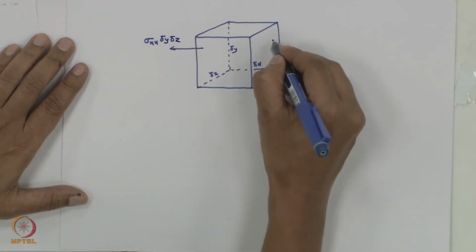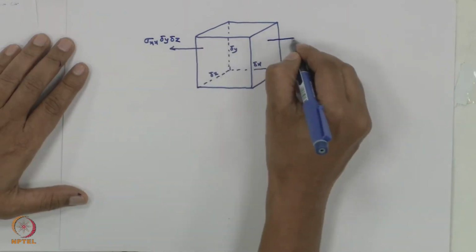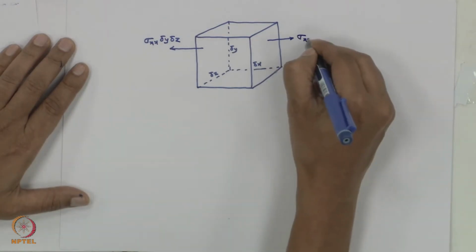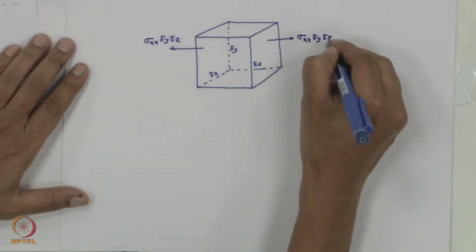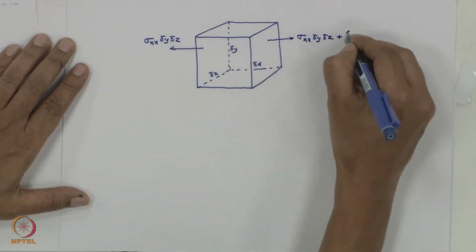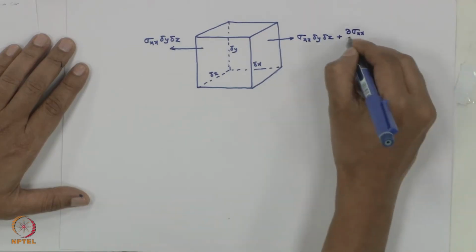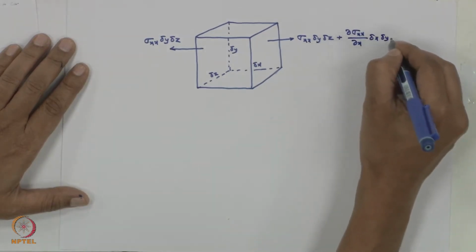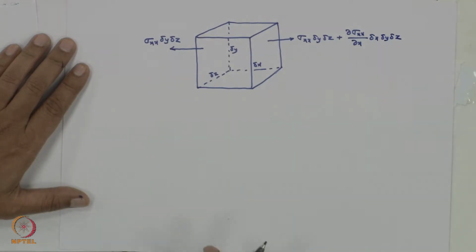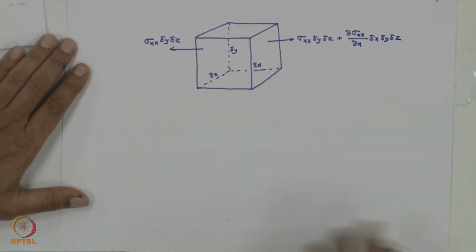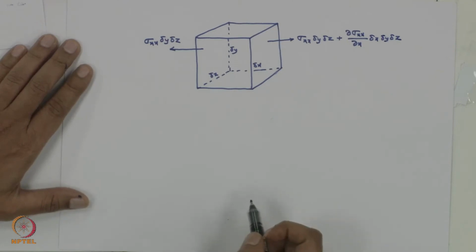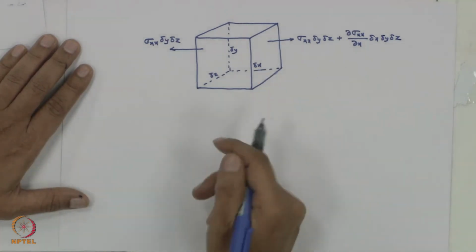And what is acting on this side? This is again in this direction, left to right, outward. Sigma xx delta y delta z plus del sigma xx upon del x, delta x delta y delta z. This is again by Taylor series expansion, just recollect that. Now let us write the shear stress and then come to pressure.